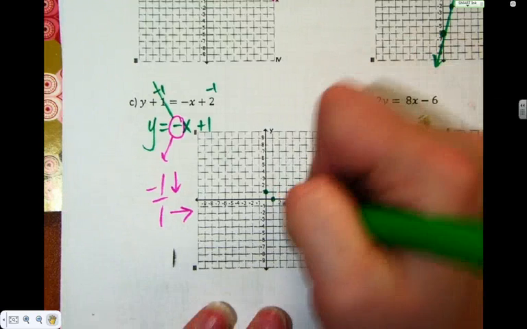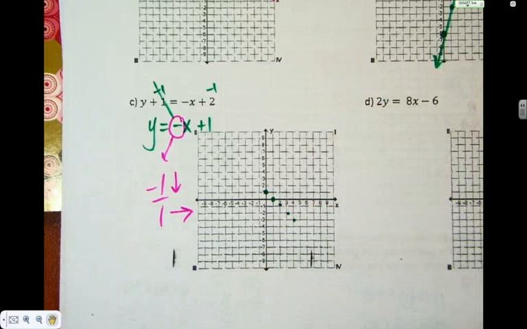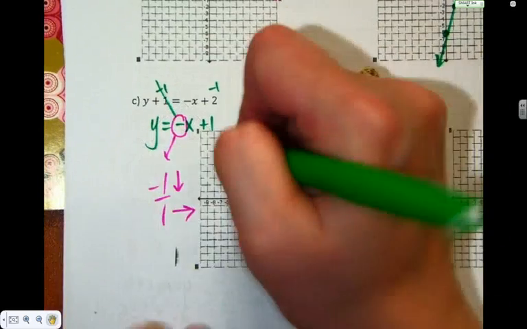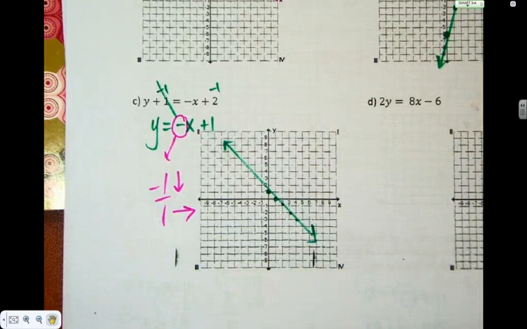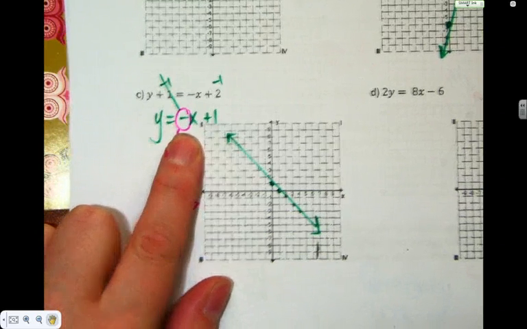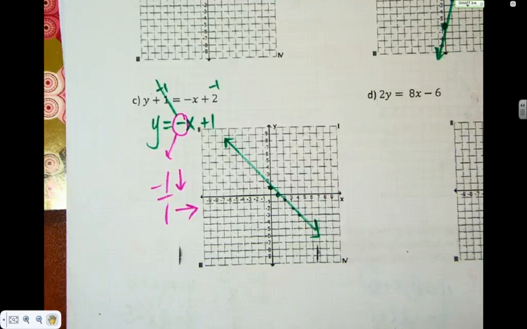And again, some people like to have more than a couple points to join the line, so I just keep counting 1 down, 1 over, 1 down, 1 over, keep doing it over and over. All the points should form the exact same line. Don't forget your arrowheads. So even if you don't see a number for the slope, there's numbers there. We just don't see them, but we know that they're 1s. Why did I count down and not up? Because of the negative.